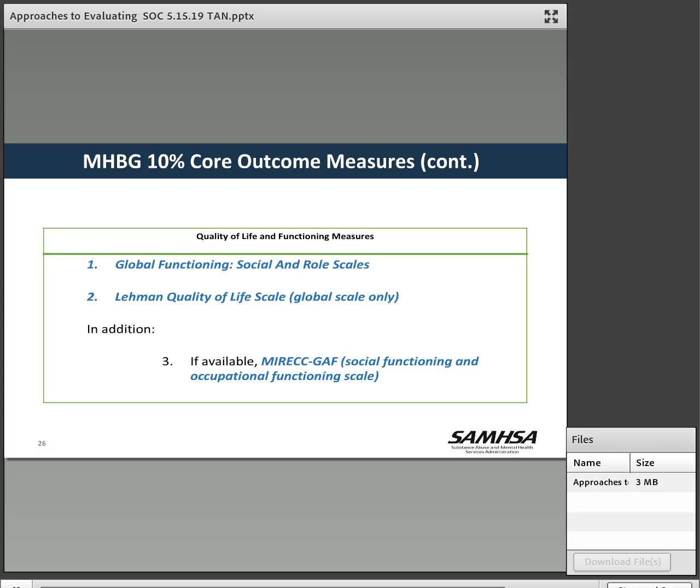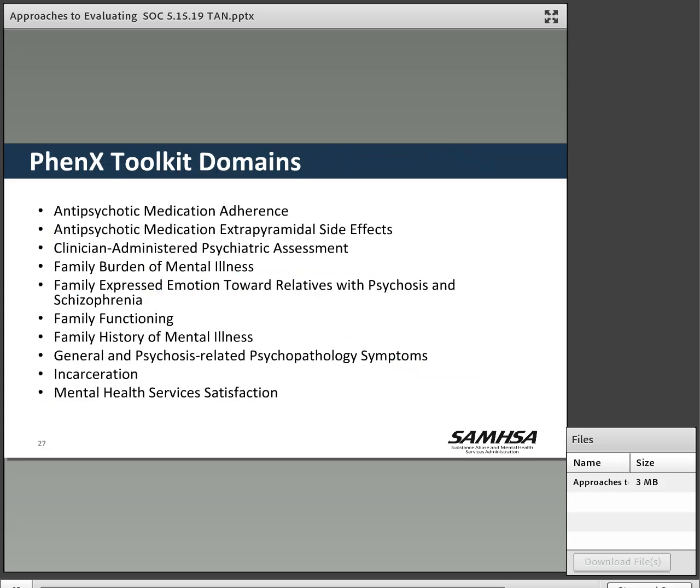We also use the Global Functioning Social and Role Scales. There are 2 items. The Lehman Quality of Life Global Scale is one of my favorite scales. You go from delighted to terrible, and you rate where you are on that on a set of scales. It's useful in almost every aspect of life, and you can rate the presentation today on it. And then we also recommend the Mirrick GAF Social Functioning, which is also a global assessment of functioning rating scale that's very, very brief.